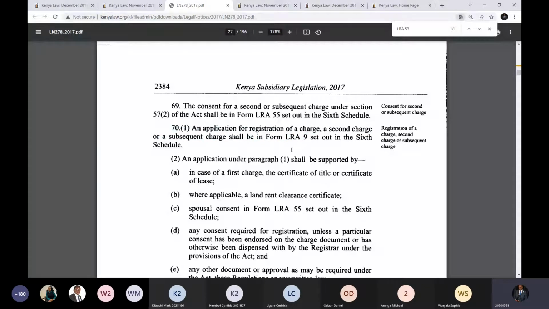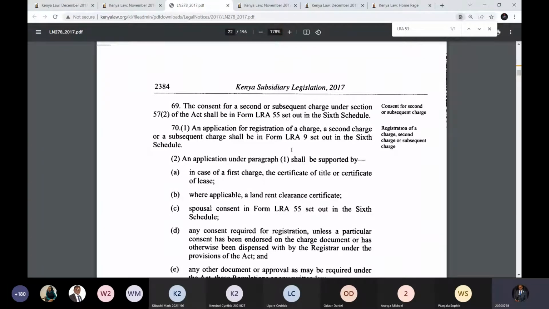Now, Form LRA 9 is the application form. Before you present any document for registration in the lands registry, you use an application form under Form LRA 9. It's also known as a booking form, and it applies for anything. In civil litigation, you have ways in which you approach the court. How do you approach the lands registrar? You approach through Form LRA 9, an application form or booking form. You fill in the booking form.